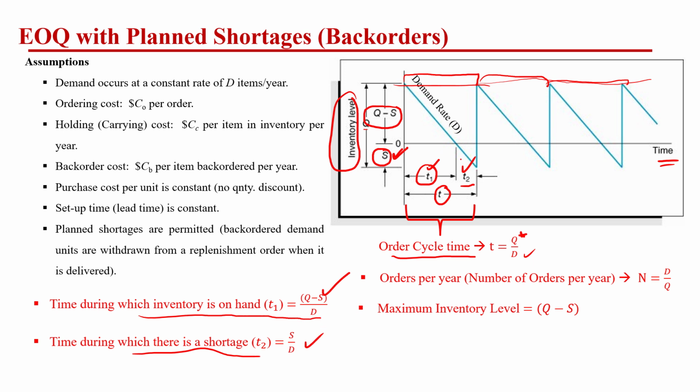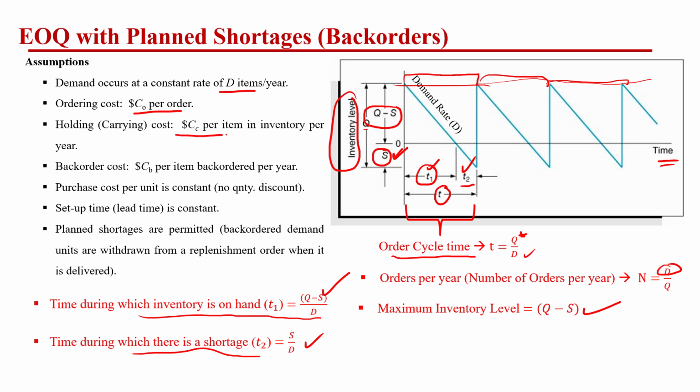In order to meet the demand, how many times do we have to place the order? If this is the annual demand, then the number of orders per year would be capital D over Q. As we discussed, the maximum inventory in this case would be Q minus S. For the rest of the notation, capital D represents the constant demand rate per year, and Co represents the order cost per order.